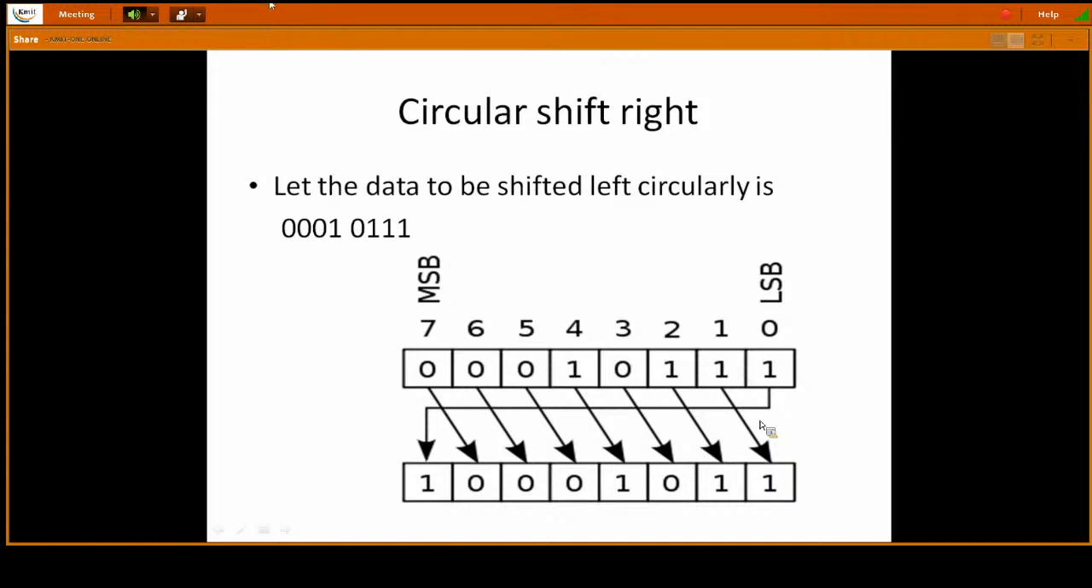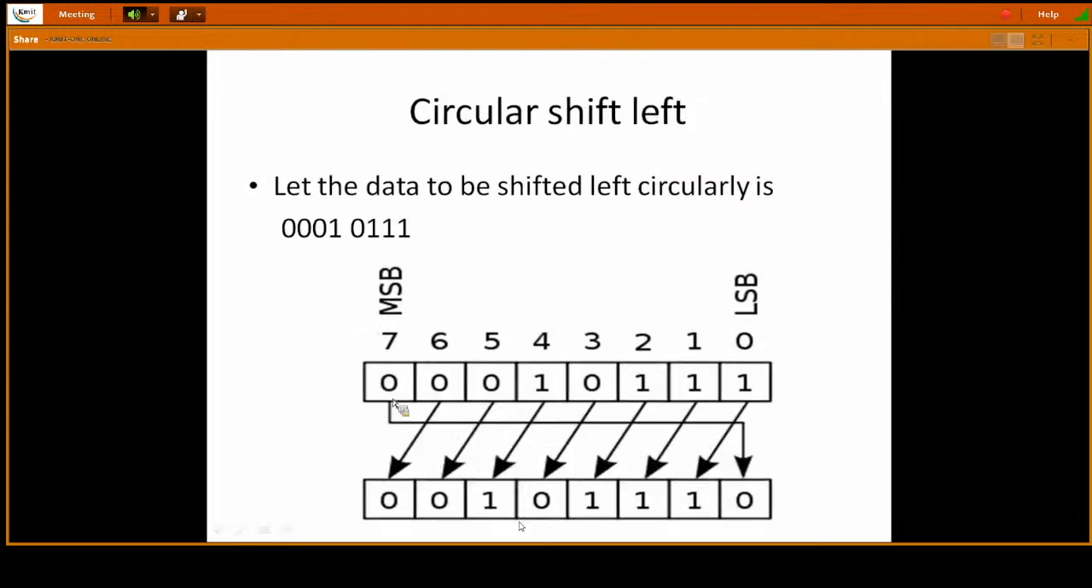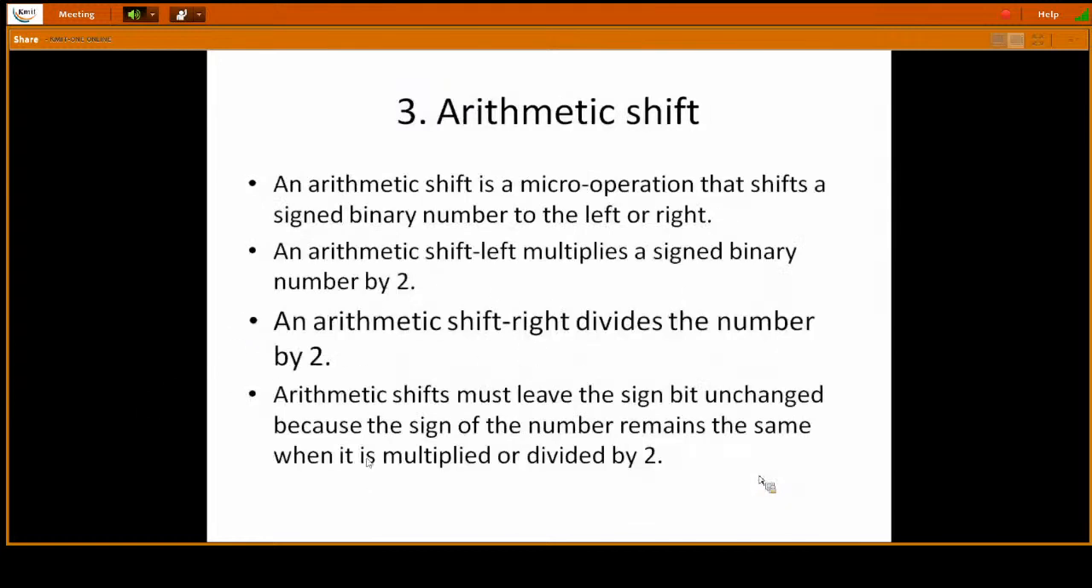Why are we calling this a rotate micro operation? Because the bits are rotated from one end to the other end. These are the bits of your register, right? When you are moving towards the right side or towards the left side, you are moving the bits from one end to the other end. That is, LSB is moved to MSB in case of right shift, and in case of left shift, MSB is moved to LSB. That is the reason you are calling this circular micro operation a rotate micro operation.